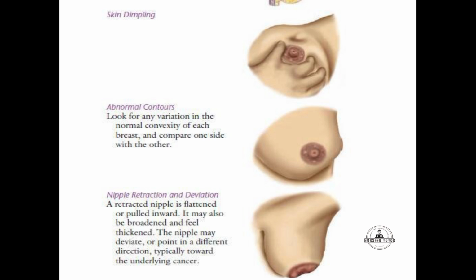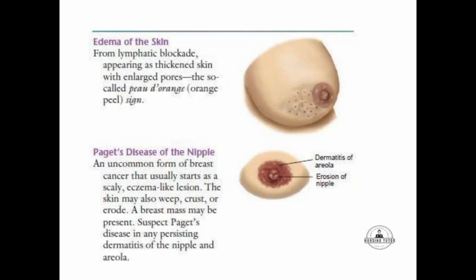Nipple retractions and deviations. A retracted nipple is flattened or pulled inward. It may also be broadened and feel thickened. The nipples may deviate or point in a different direction, typically toward the underlying cancer. Edema of the skin from lymphatic blockade appears as thickened skin with enlarged pores, the so-called peau d'orange sign.